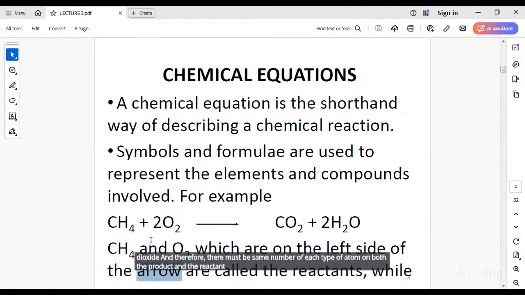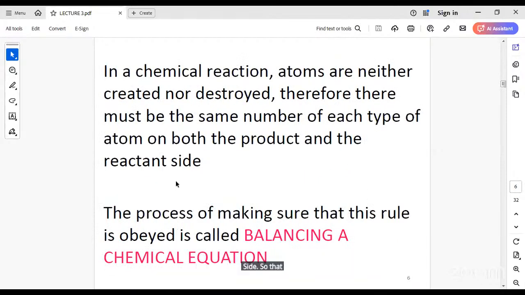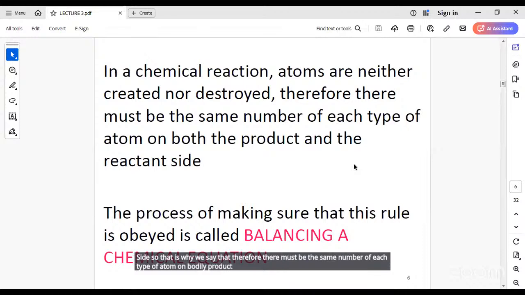What do we mean by that? Your carbon on the reactant side is 1, and your carbon here is 1. Your hydrogen here is 4, and your hydrogen here is 4, 2 times 2. Your oxygen here is 4, 2 times 2, and your oxygen here is 2 plus 2. So the quantity on the left-hand side must equal the quantity on the right-hand side. That is why we say there must be the same number of each type of atom on both the product and the reactant. So this process of making sure that this rule is obeyed is what we call balancing a chemical equation.